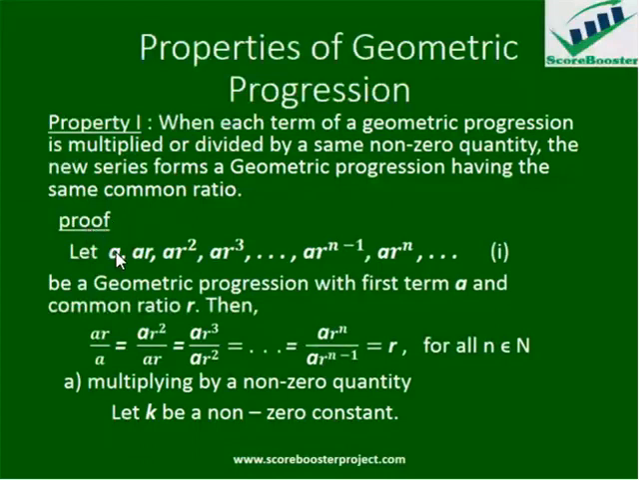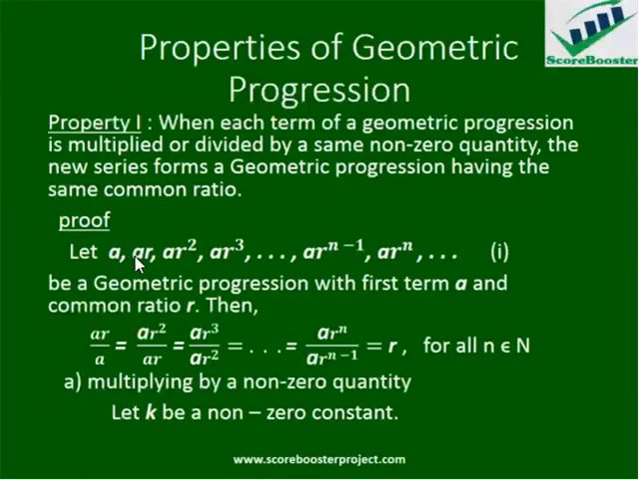Proof. This proof is divided into two parts. The first part is multiplying the terms of a geometric progression by a non-zero constant quantity, and the second part is dividing the terms of a geometric progression by a non-zero quantity.